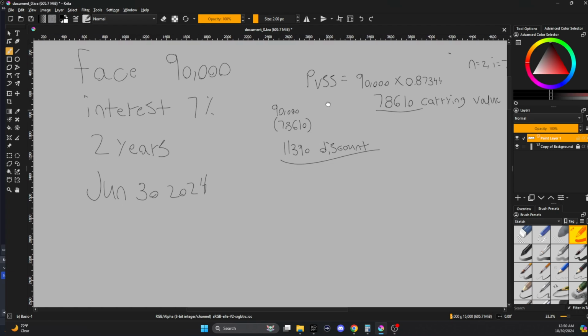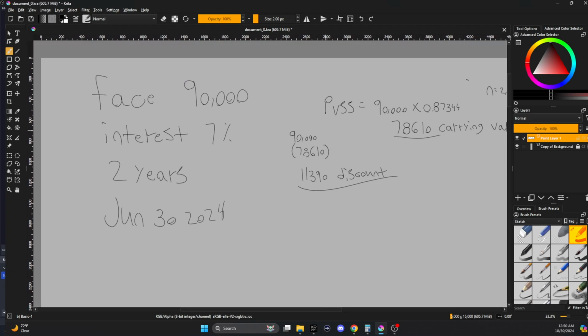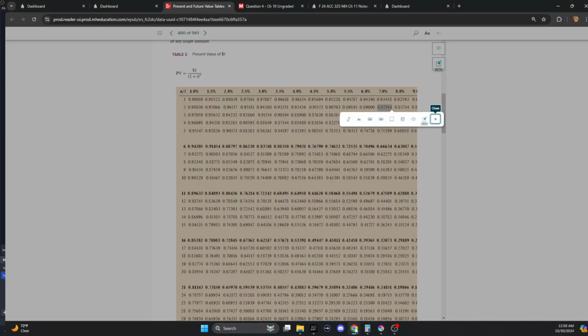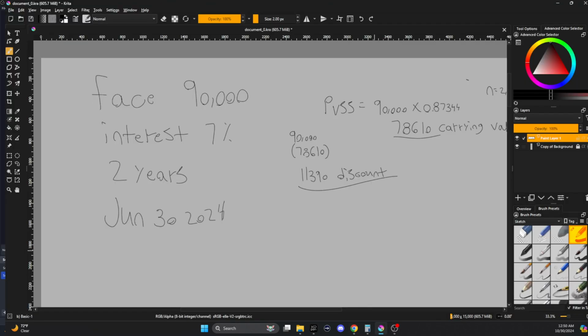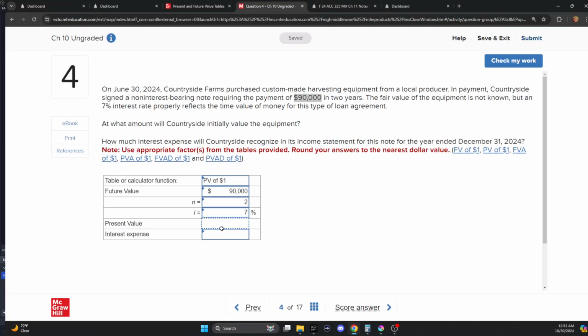All right, so let's fill in some of the information that we have on our problem. We're going to present value the note. The note in the future is going to be worth 90,000. Currently, it's not worth 90,000, but it will be. And our present value is the same as our carrying value, 78,610. We also have to find our interest expense for December 31, 2024.